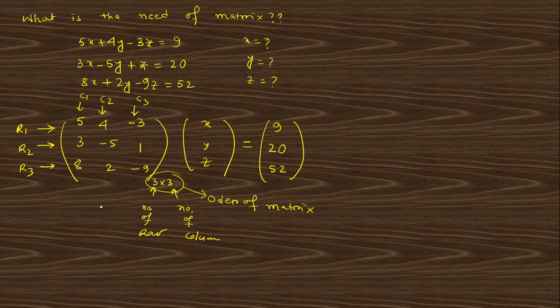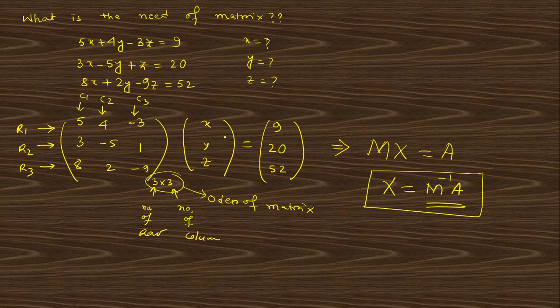This is the notation of a matrix 3 by 3, where these three are the order, 3 rows and 3 columns. If we take this as M, and this as x, and this as A, what will x be? x will be nothing but M inverse A. So if you can find the inverse of a matrix, we will learn how to get the inverse of a matrix, then just a product, if you know the property of the product of matrices, you can easily solve the 3 by 3 equations.